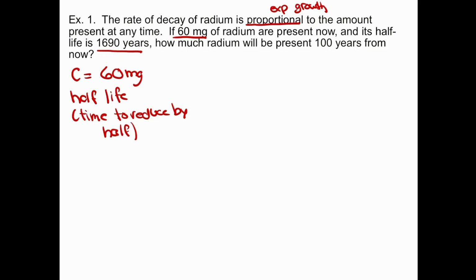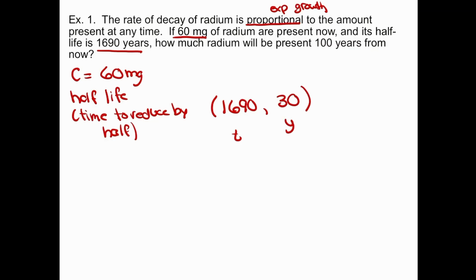So in 1,690 years, the 60 milligrams will be reduced to 30 milligrams. Sorry, the 100 years is what we want to find out. So we have a half-life of 1,690 years. If we're starting with 60 milligrams of radium, in 1,690 years it will be reduced to 30 milligrams. So that gives us a point to work with. We know that in 1,690 years, that's our T value, we will have 30 milligrams left.